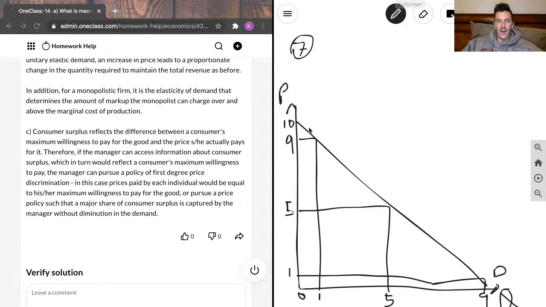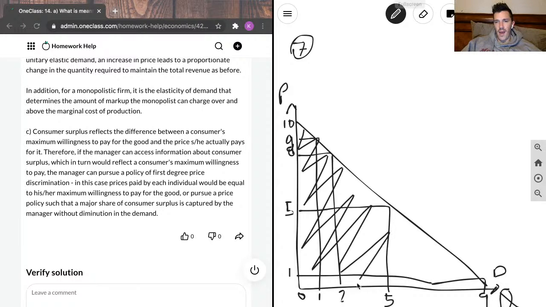So everything under the demand curve here in perfect price discrimination is going to be consumer surplus. So they will charge each consumer their maximum willingness to pay. So the one person that would pay $9 for it, they will charge that person $9. The 2 people that would be willing to pay $8 for it will be charged $8 for it. And they will do that all the way down the demand curve, and that's to extract all of the consumer surplus and maximize their profits, with everything here being consumer surplus.